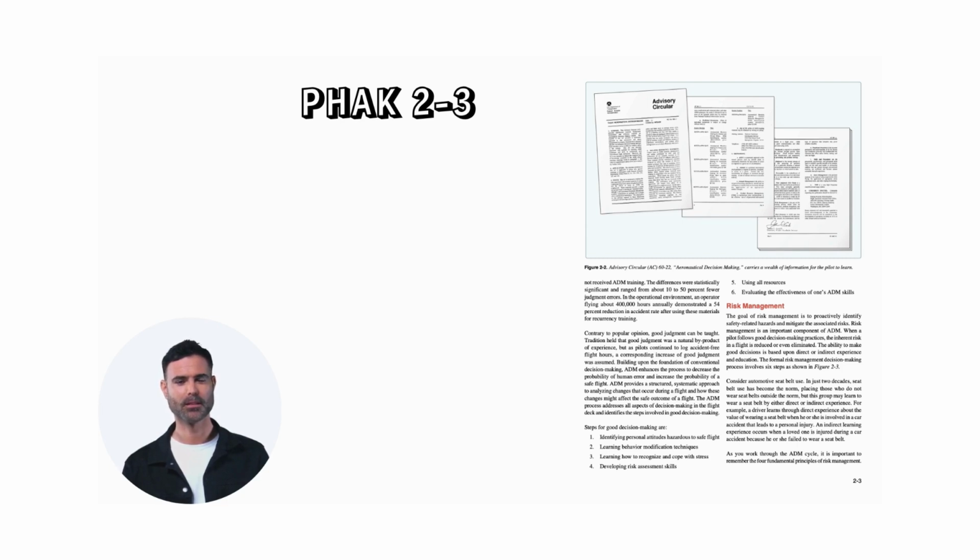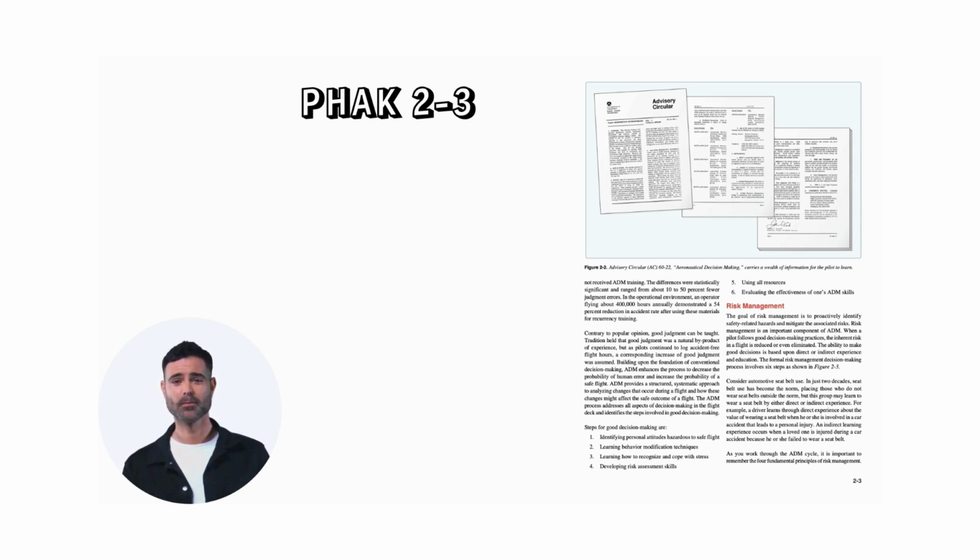Contrary to popular opinion, good judgment can be taught. Tradition held that good judgment was a natural byproduct of experience. But as pilots continued to log accident-free flight hours, a corresponding increase of good judgment was assumed. Building upon the foundation of conventional decision-making, ADM enhances the process to decrease the probability of human error and increase the probability of a safe flight. ADM provides a structured, systematic approach to analyzing changes that occur during a flight and how these changes might affect the safe outcome of a flight. The ADM process addresses all aspects of decision-making in the flight deck and identifies the steps involved in good decision-making.